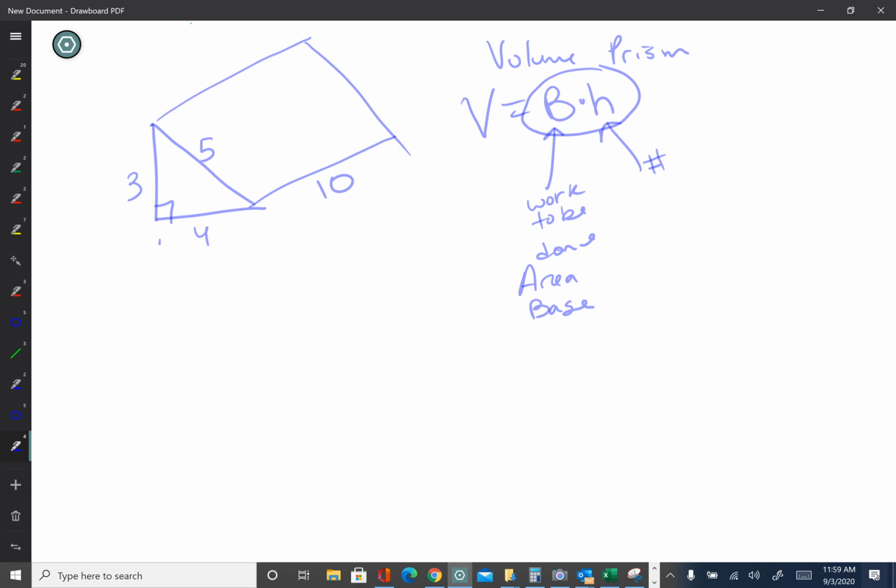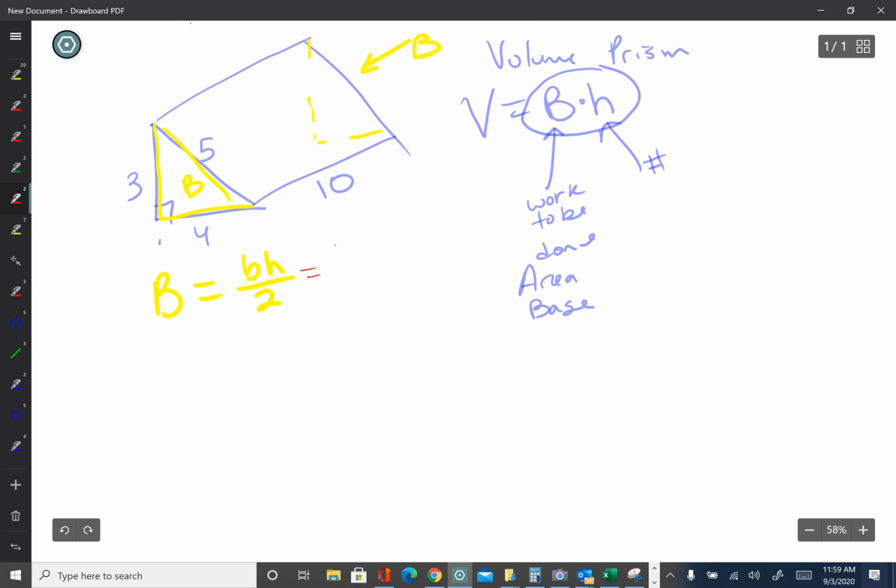Okay, so where's the base? Remember what we said earlier. The bases are the two sides that are parallel and congruent. So this is the base, and the back would be the base, right? The one that's over here, like that. So the first thing we have to do is find the area of the base. Well, what shape is the base? A triangle. So we have to find the area of the triangle. Area of the triangle is base times height divided by 2. We learned that yesterday, right?